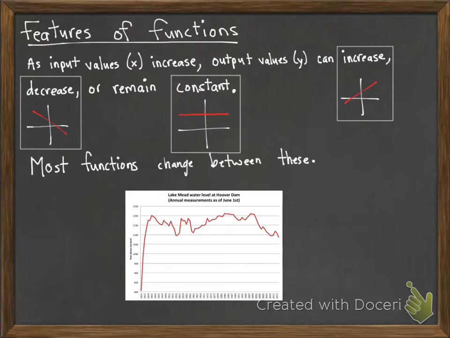If you look at this graph, that's the function that shows the level of water at Hoover Dam for Lake Mead. Sometimes the water level is increasing or going up, and sometimes the water level is decreasing or going down, depending on that year.